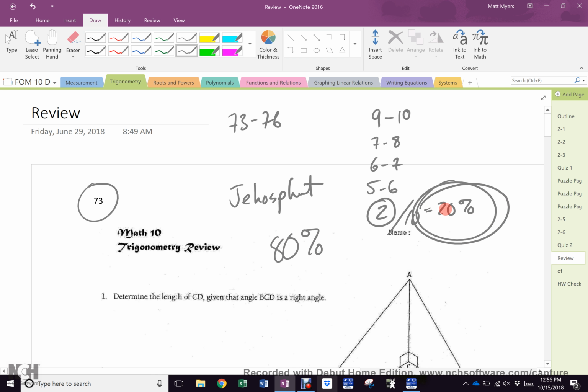Got it? That is what is going to happen Wednesday. After we have gone over this review, marked it, discussed it, we will begin Unit 3. Your test on trigonometry is on Thursday.